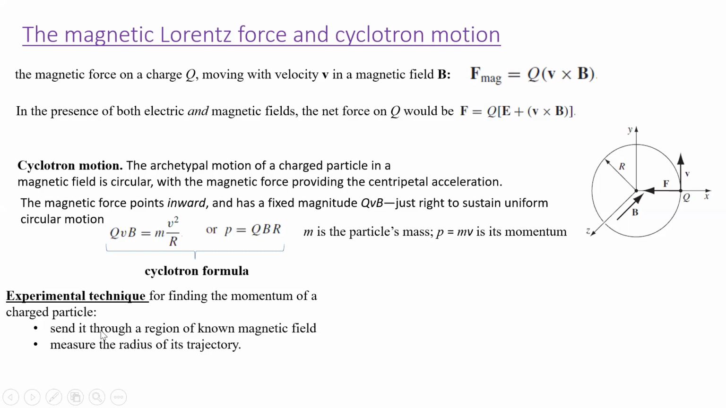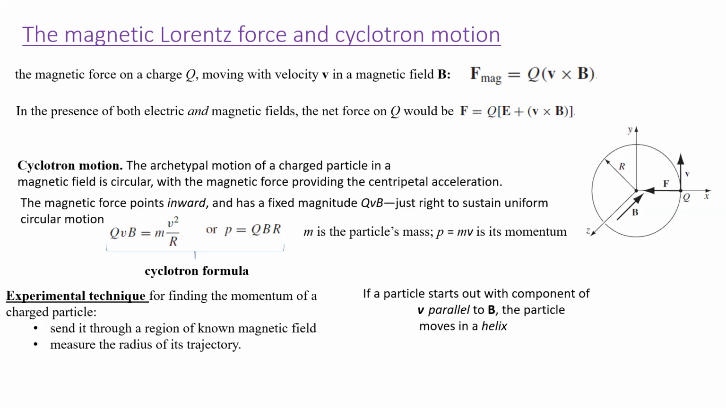If we send it through a region of known magnetic field, so we know B, and we set that up with a magnet, and we know q, then if we measure the radius of curvature of its trajectory, that immediately tells us the momentum of the particle through this relationship, because the particle will be going in a circle. We can measure the radius and we get the momentum. And if we happen to know the mass of the particle, we can get the velocity.